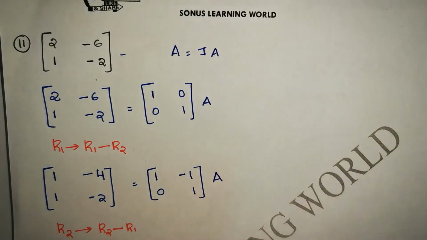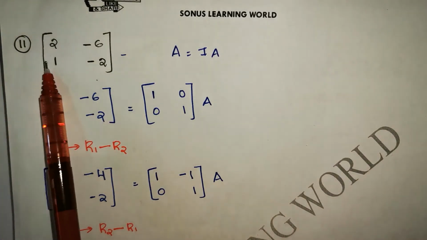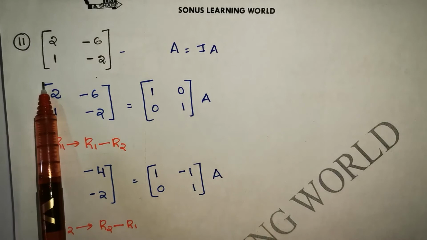Today we are discussing exercise 3.4 of Matrix chapter, class 12. Okay students, this is the 11th question, and the question is: by elementary transformation, we have to find the A inverse of the following matrices. So this is the 11th question. Let's read the question first. So 2 minus 6, 1 minus 2.